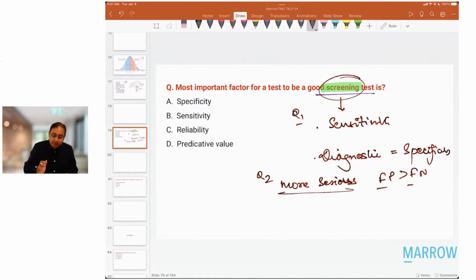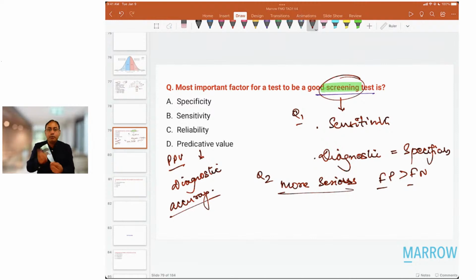Next point. What is predictive value? Predictive value could be positive, it could be negative. Here you are specifically talking about positive predictive value. It is also called the diagnostic accuracy of a test. It tells you that if the test is positive, what are the chances that the patient actually has the disease? That is the diagnostic accuracy. Diagnostic accuracy is not given by sensitivity or specificity, it is given by the positive predictive value.